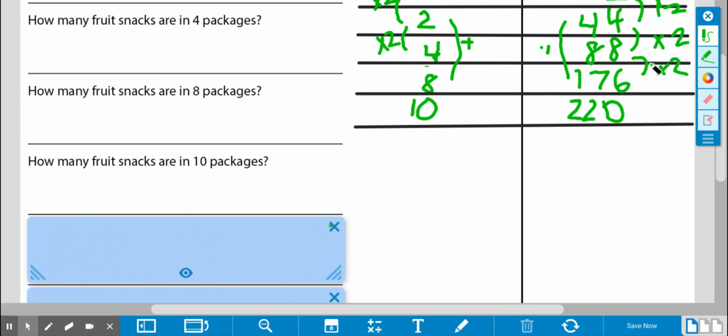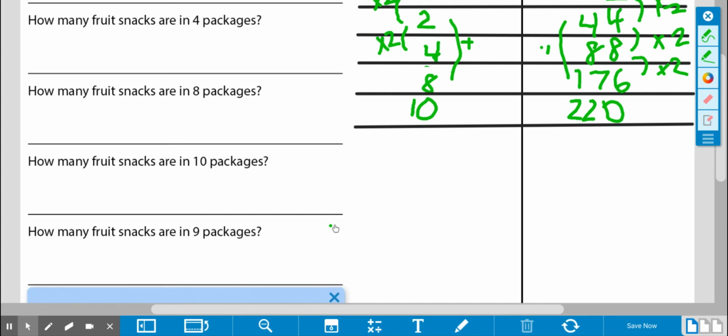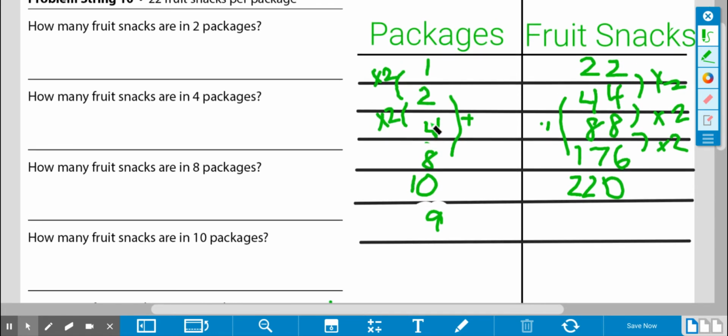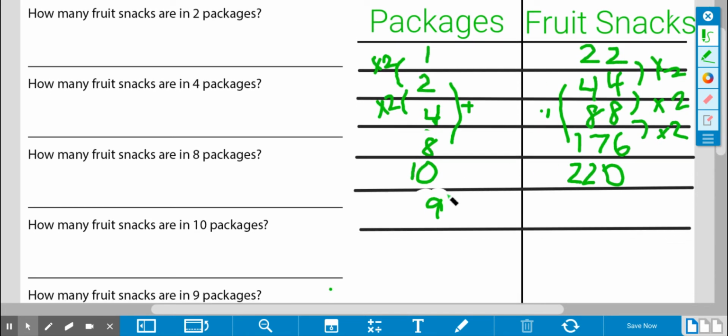Our next one says, how many fruit snacks are in 9 packages? All right, so go ahead and figure that one out. 9 packages. All right, getting to 9 packages, you might say, hey, I know what 10 packages are and I know what 1 package is. So I can take 10 minus 1 package, that'll give me 9. So 220 minus 22 will give me the number of fruit snacks in 9 packages.